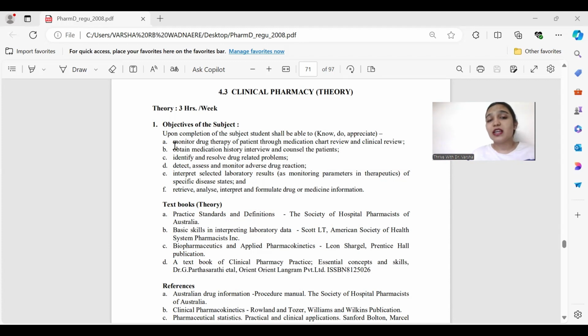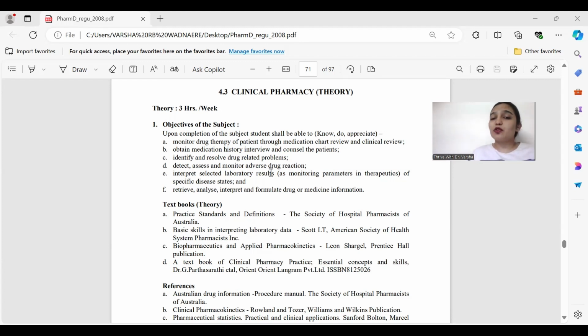Like over here, you can see monitoring drug therapy of patients through medication charts. We should be doing this. This is one of our roles. Then clinical review, then obtaining medication history interviews. Then counsel the patient, identify and resolve drug-related problems of the patients, their relatives, nurses, doctors, or any healthcare professional. You have to solve that. Then detect, assess, and monitor adverse drug reactions. This is one of your duties.